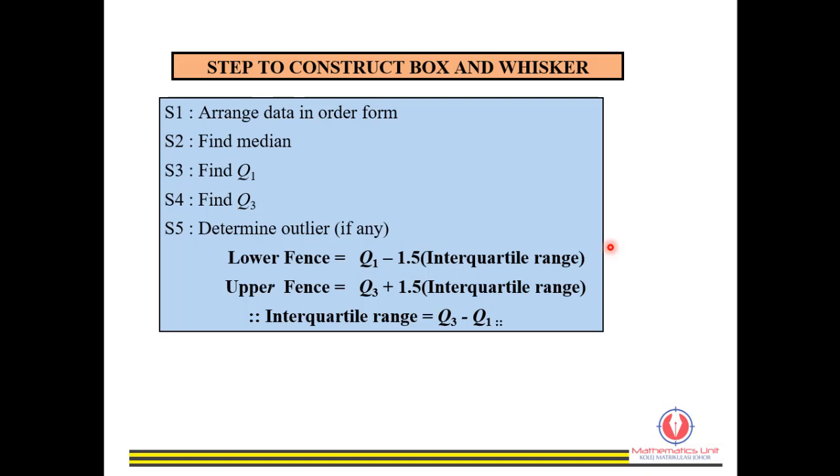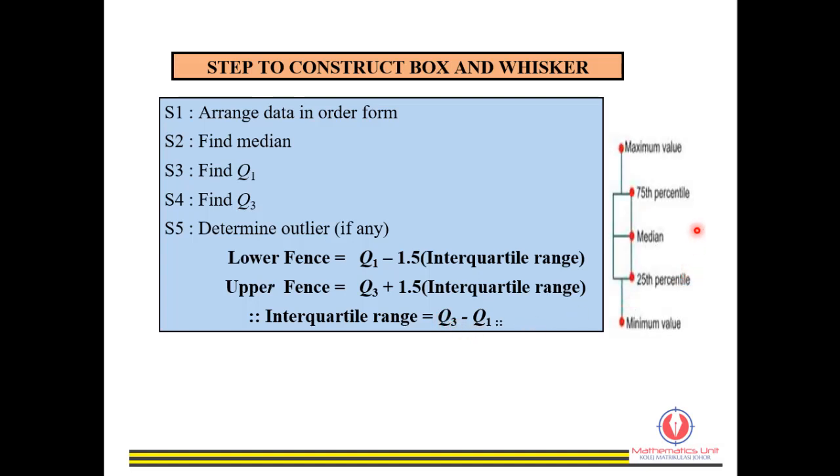The lower fence is the first quartile minus 1.5 times the interquartile range. The upper fence is the third quartile plus 1.5 times the interquartile range. What is the interquartile range? The interquartile range is the third quartile minus the first quartile.